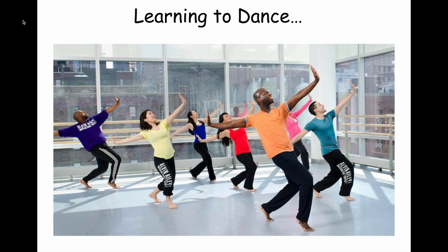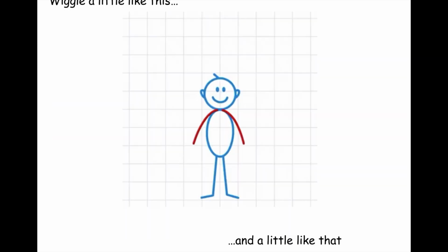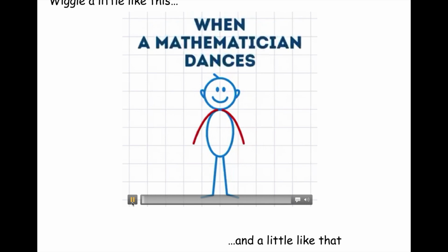Someone shows you the moves, right? You wiggle like this and you wiggle like that. You put it all together in cadence to the beat of the music, and then you have dance going on. Well, this is what it looks like when a mathematician wiggles like this and wiggles like that.